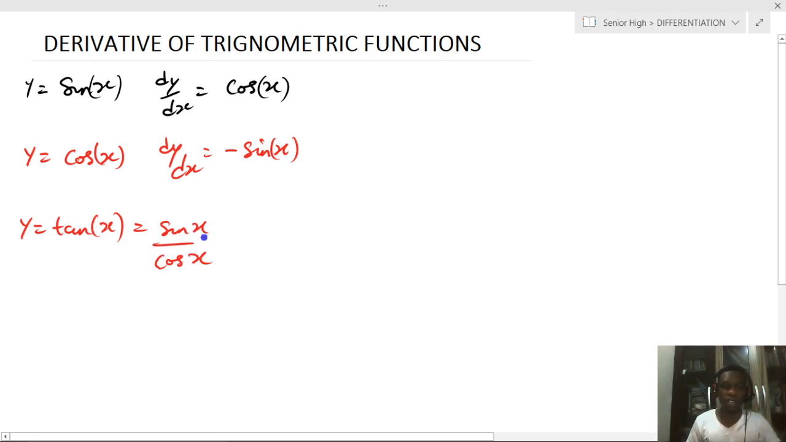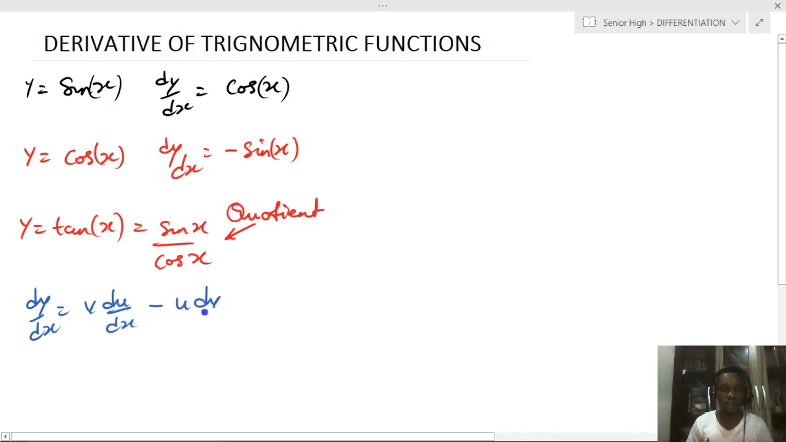So how do we solve this? If we're to find the derivative of this particular question, we know that this will bring us into the quotient rule, right? Why do we say so? Because we are seeing a function dividing another function. And what's the formula for quotient rule? It tells us that our dy dx is equal to v du dx minus u dv dx over v square.